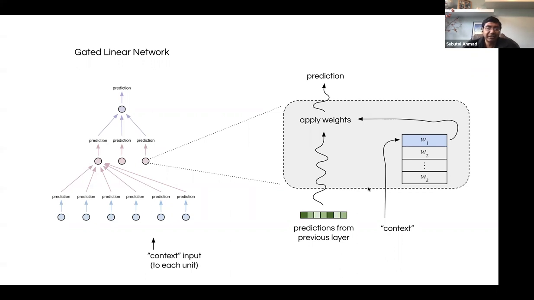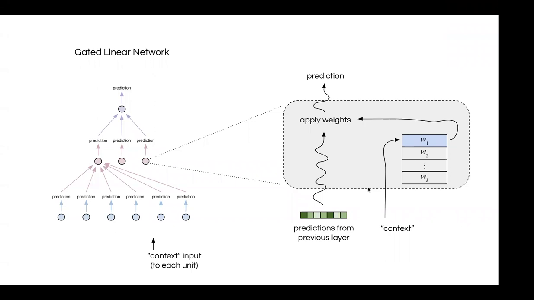That's so weird. So if it was applied to an image task, the context would be the vector of pixel intensity values, and that would be input to every node throughout the hierarchy? Yeah, exactly. Okay.